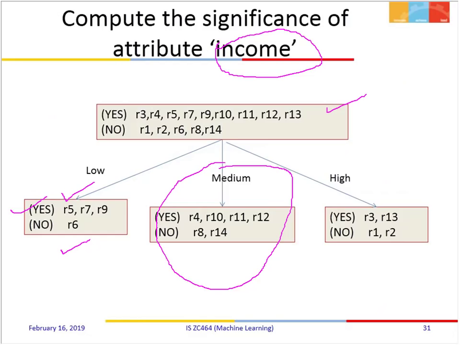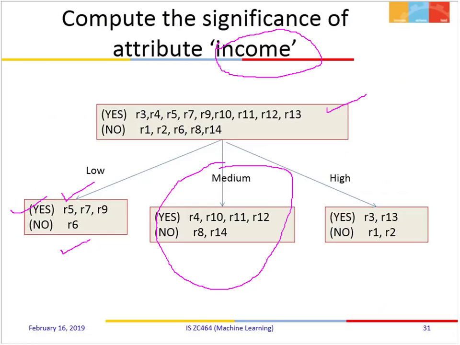Yes, so we will have to compute the significance of all the attributes. If there are 5 attributes, we will have to compute all the 5 and pick up the attribute which has the maximum information gain. Okay, so we will compute for credit rating, for age group and so on. But here I am showing you as an example the income group, which is computing it like this.